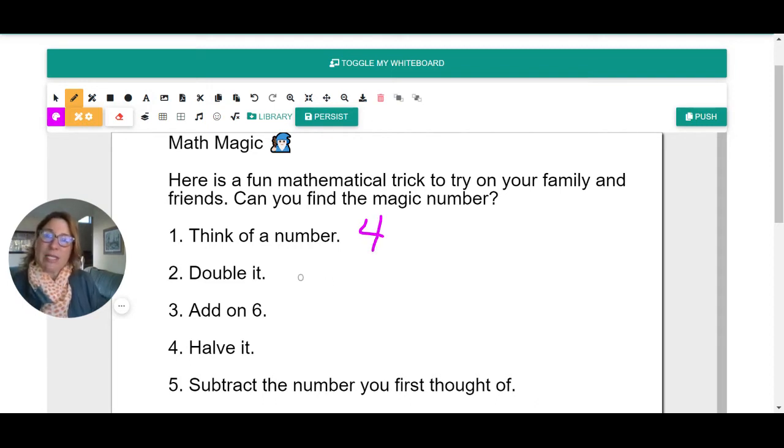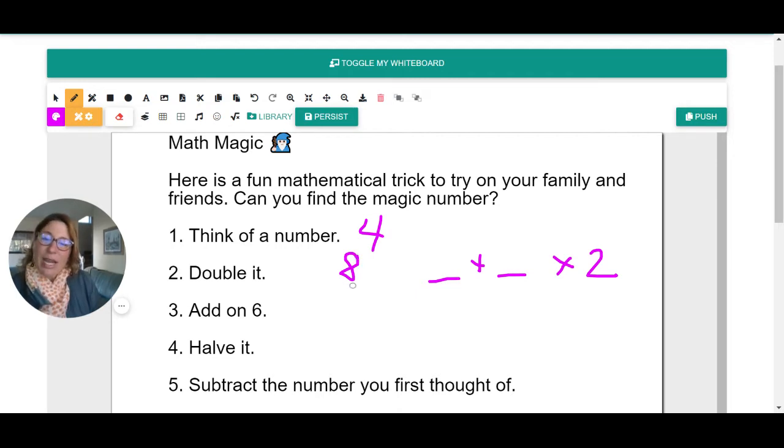Now my second step is to double it. When we double something, we can take that number and add it to itself. That's an addition sign. Or we can multiply it by what number? 2. So I take the number I thought of, 4, and I multiply it by 2, and the product is 8.